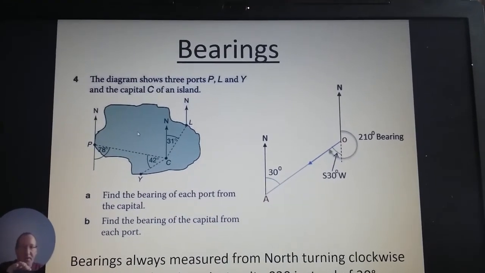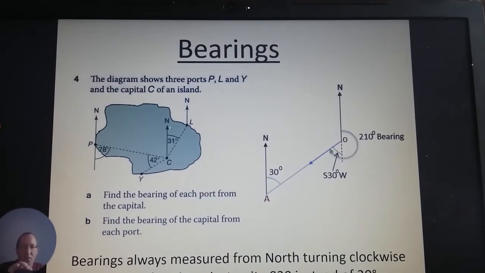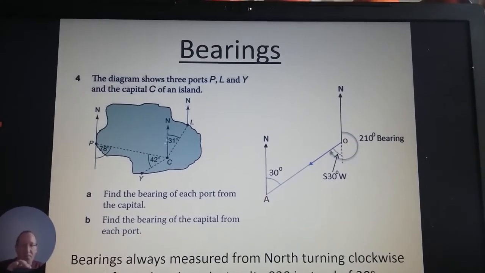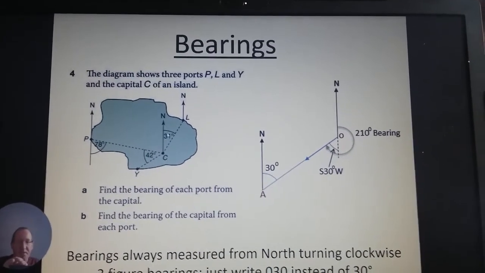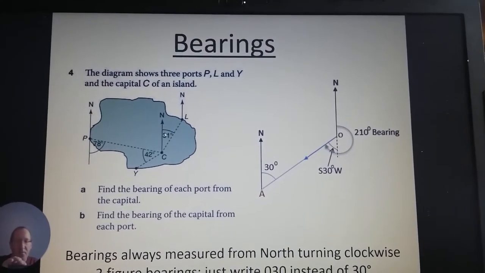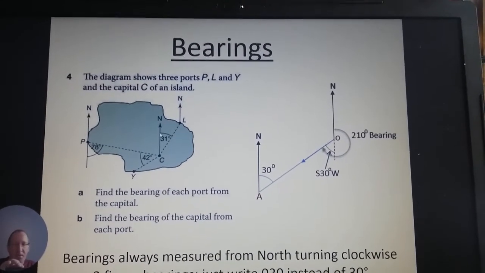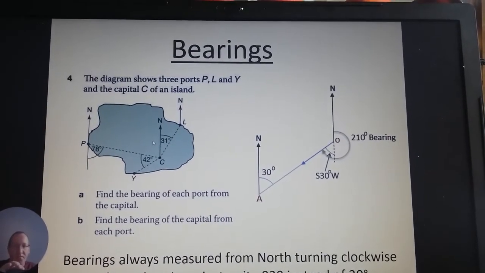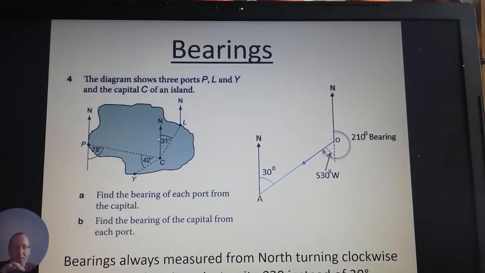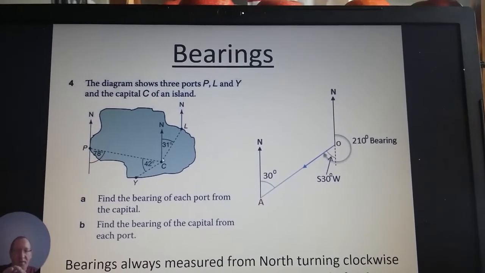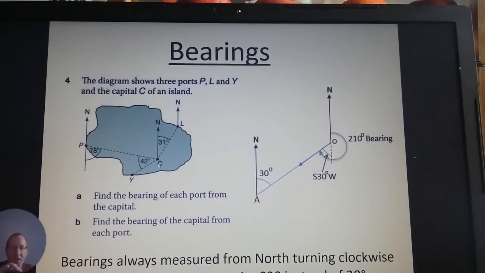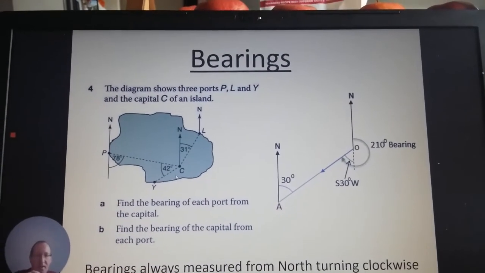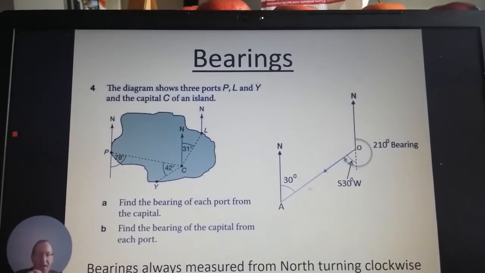The idea of a bearing, as it says at the bottom, is you always take north. So you use your compass on a map, get north pointing straight up, and the bearing measures clockwise going around from north. So that can be anywhere between 0, which would be north, all the way around to 359, which would be virtually north again. Obviously, if it was 180, that would be a half turn going straight down, and that would be called due south.